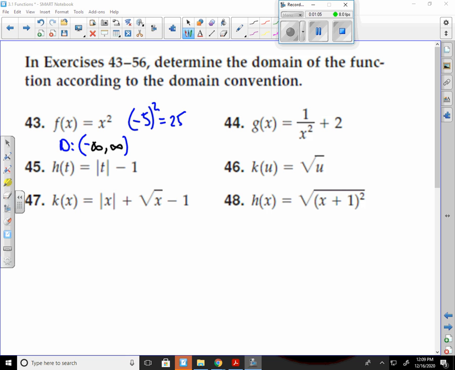Yes, ma'am. Yeah, if there's no restriction on the domain that messes it up, then that's when you put infinity.